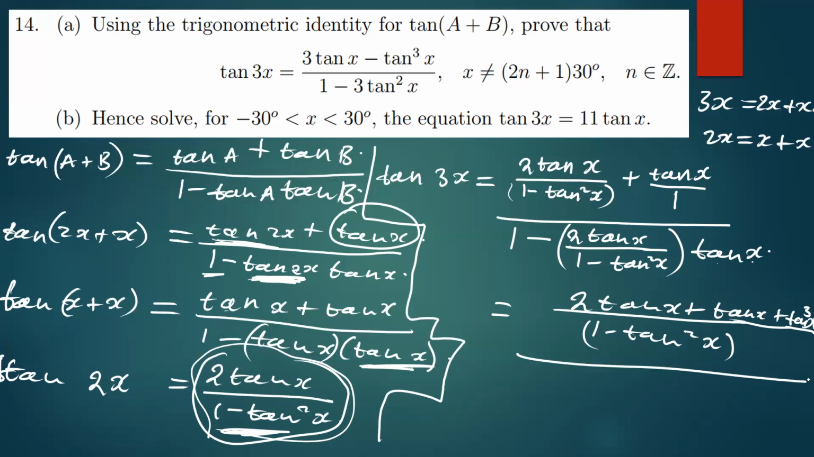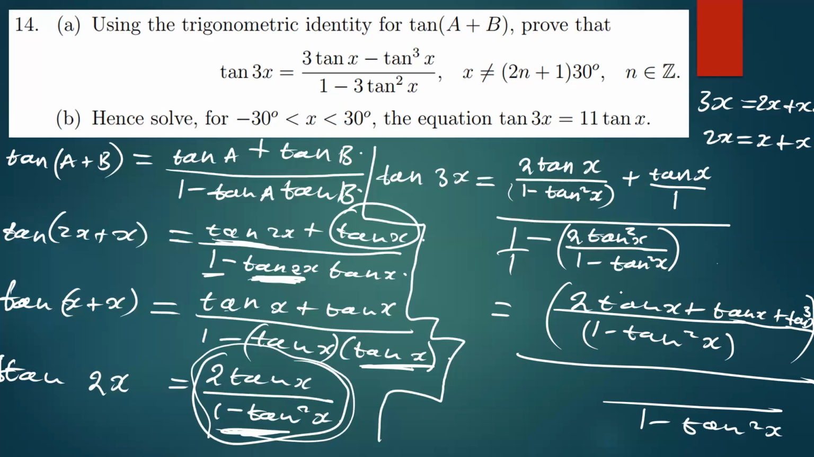And then on the denominator, let me just do it quickly. When you multiply this and that, you get tan squared there. Then the common denominator will be 1 minus tan squared x. And on the numerator, you have 1 into this expression, and you get that same expression.